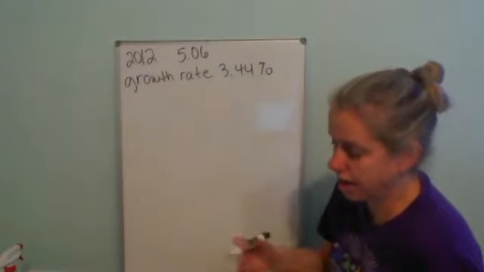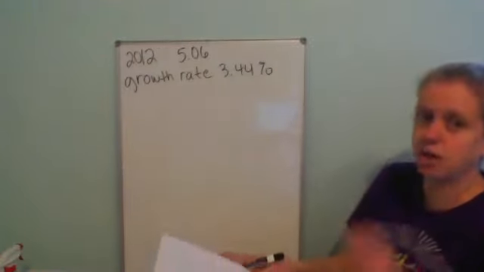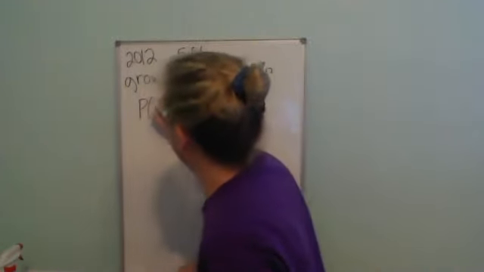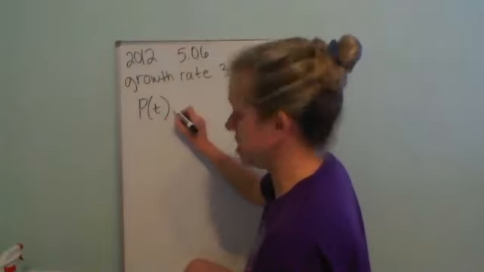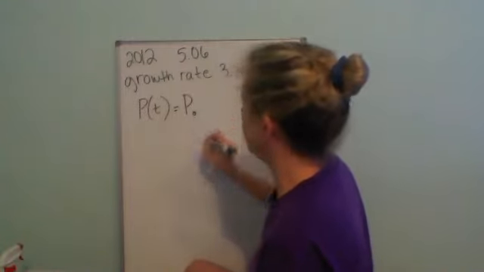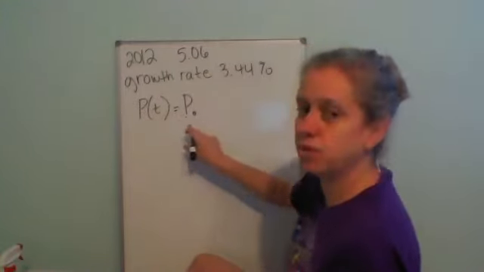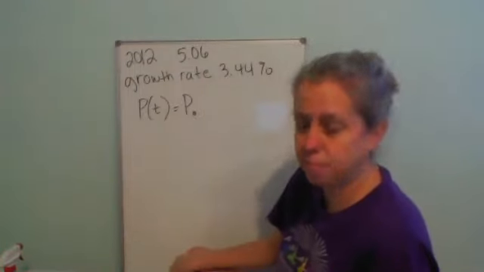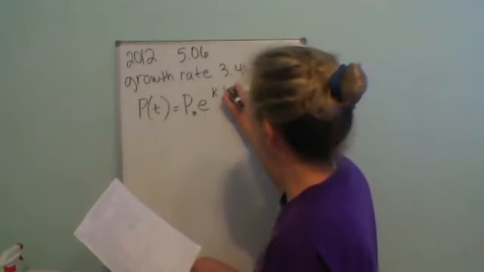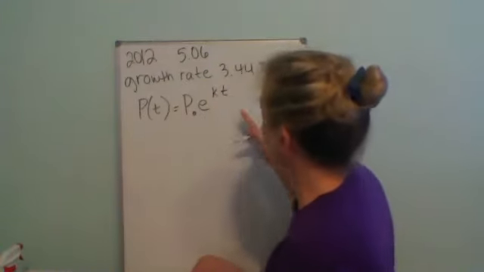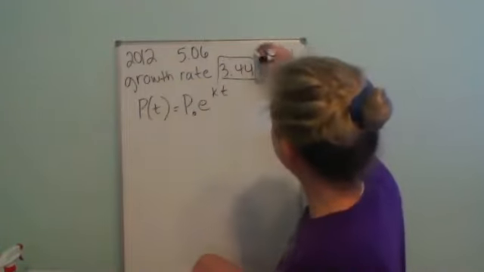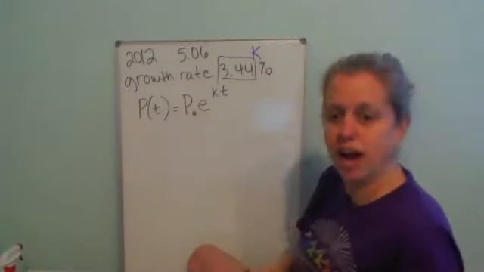Now, this section is on exponential growth, and the formula that we use for exponential growth is the population at a certain time in years is equal to P sub-zero, which means the population at the beginning, times e to the kt. So this is the formula that we use. The 3.44, that is your k. The rate is your k.